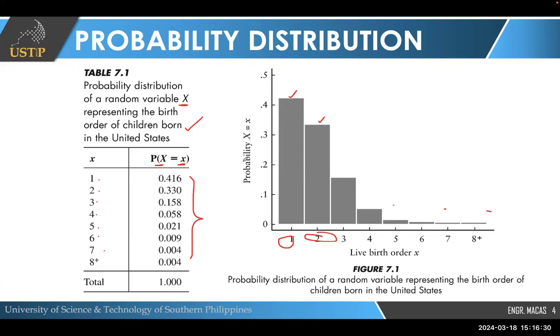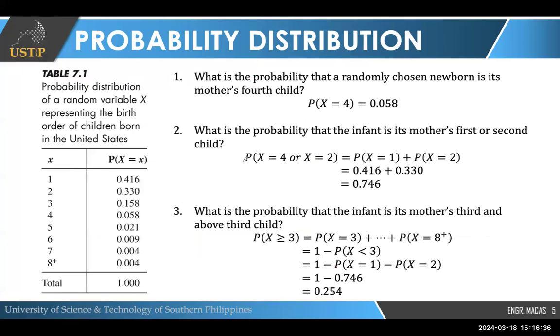Unsa na to pag-relate na sa atong topic? Gikan na to nga table class, what are the problems nga atong i-solve? Kung naa tay probability distribution, naa tayo nga table, no? So, usually mga pangutana is, what is the probability that, for example, number 1, that a randomly chosen newborn is its mother's fourth child? So, kung mutan-aw ko sa imong table, you're going to check asa ang imong x is equal to 4.